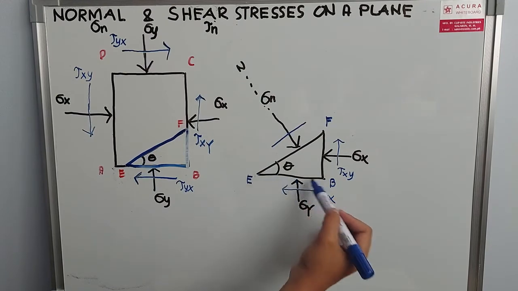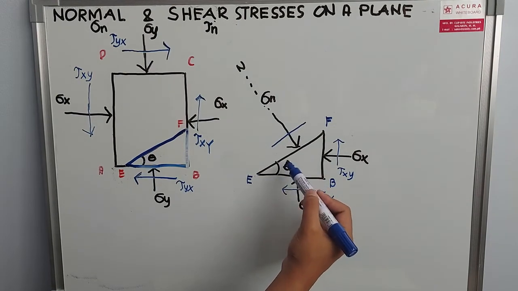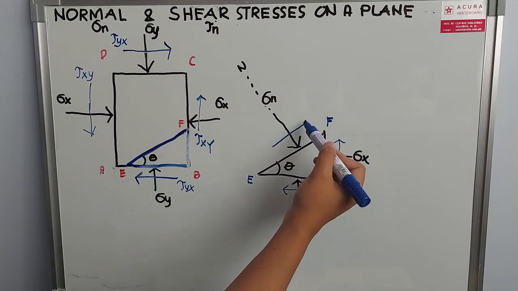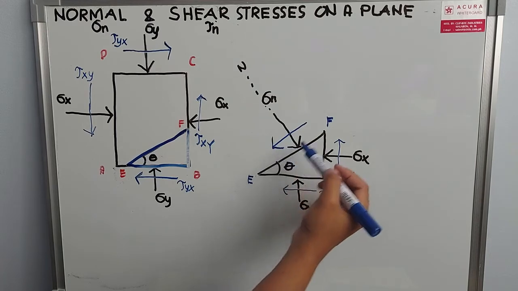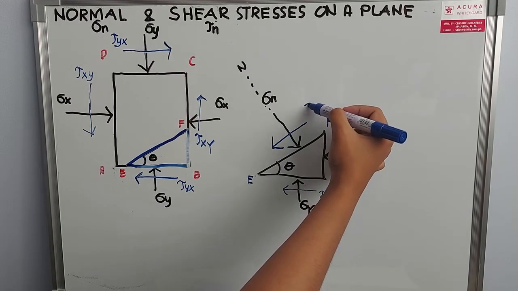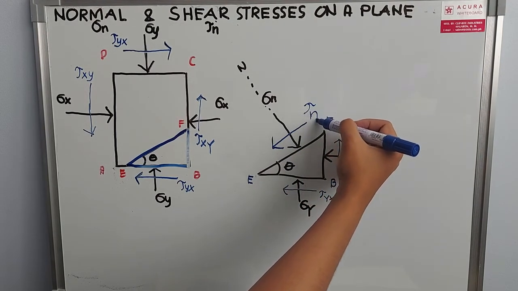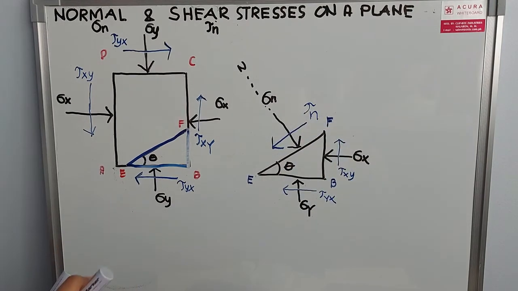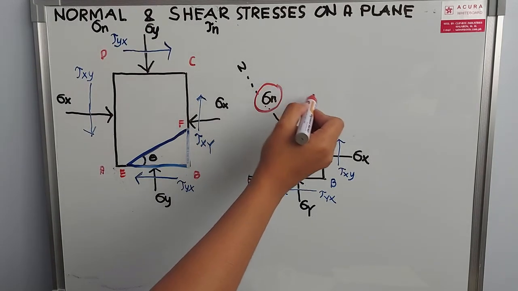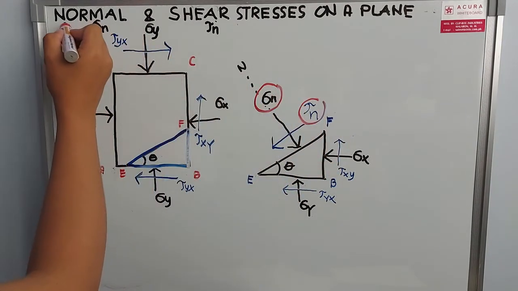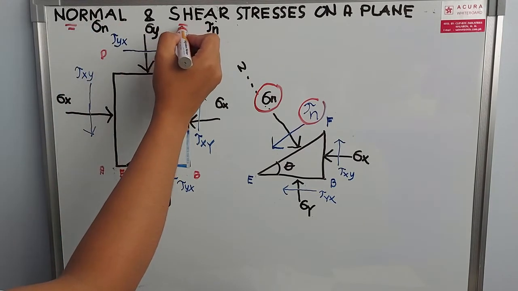So the shear stress on plane EB is clockwise. Therefore, the direction of our shear stress here should be counterclockwise. Principle of equilibrium. So this now becomes our shear stress. So in geotechnical engineering, this is now our concern, the normal stress and the shear stress.